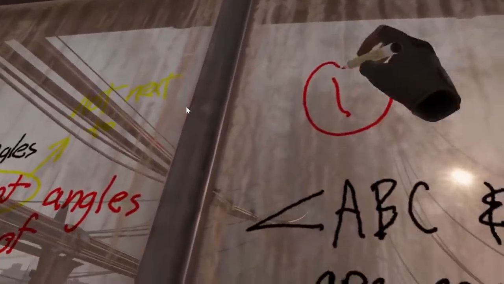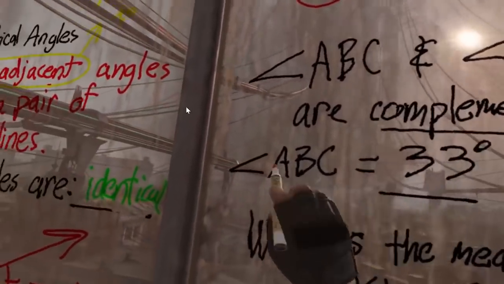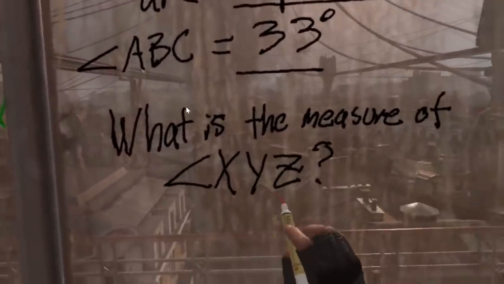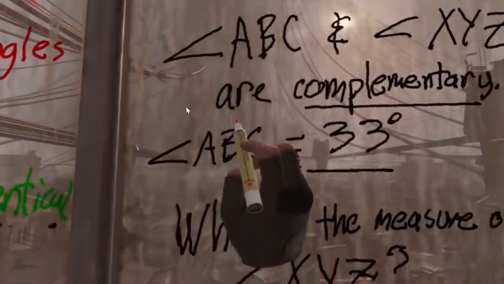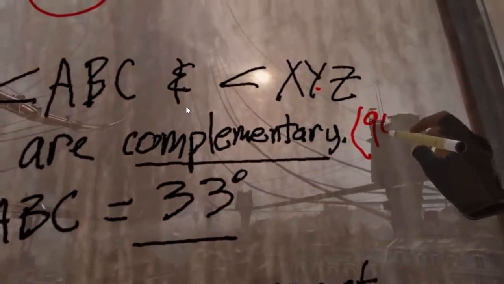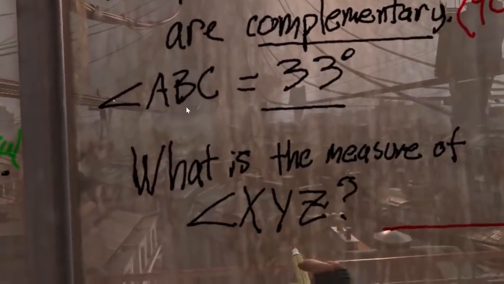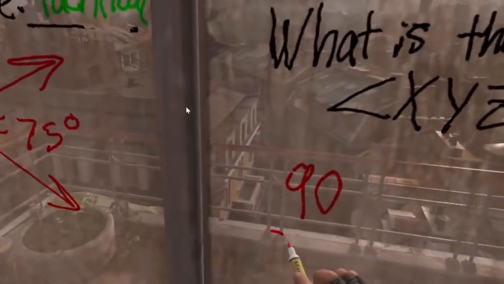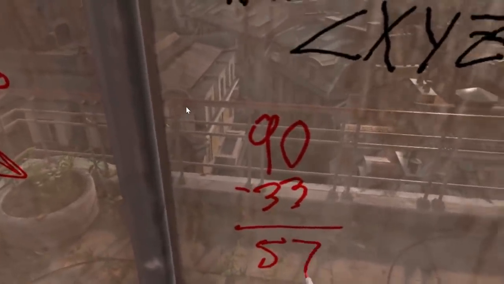In my problem number 1, this is our example problem number 1, angle ABC and angle XYZ are complementary. Angle ABC equals 33 degrees. What is the measure of angle XYZ? This seems like a simple subtraction problem. If we know that together these two are going to equal 90 degrees, and we know that one of them is 33, the other one is 90 minus 33. So let's do that. 90 minus 33. And it is 57, I think.